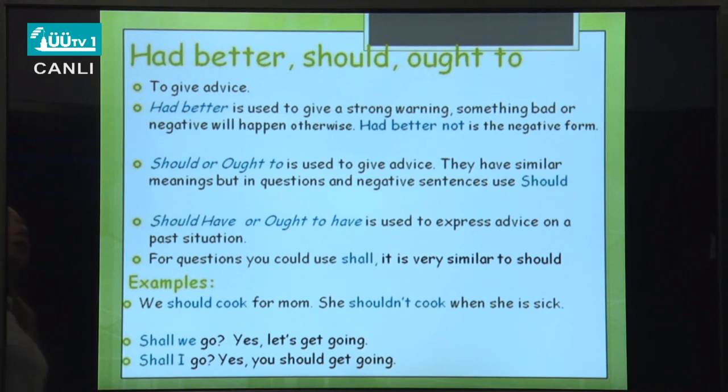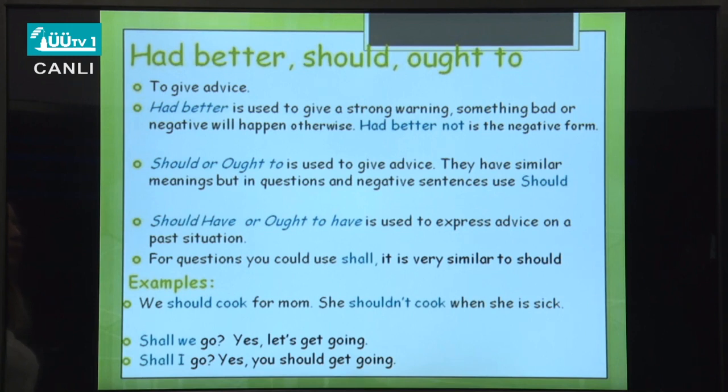So, you use had better to give a strong warning. Something bad or negative will happen otherwise. Had better not is the negative form. For example, you'd better study. If you don't study, you fail the exam. So, as you see, it has a consequence.